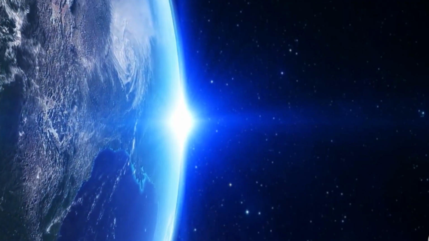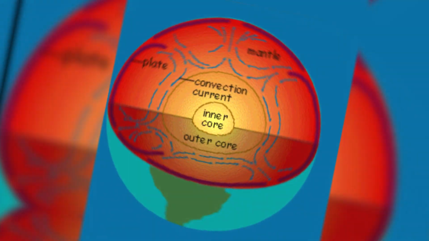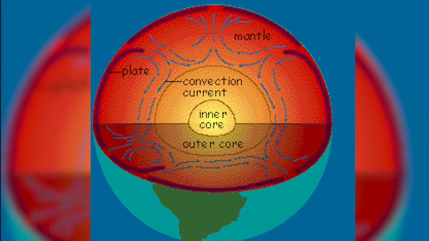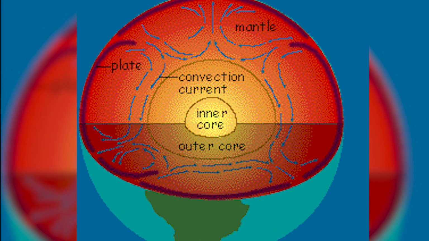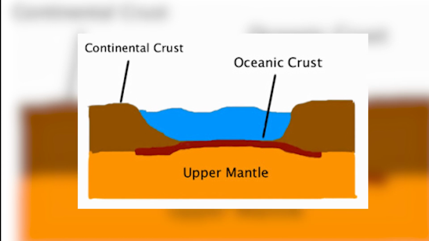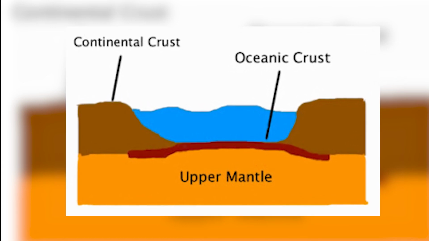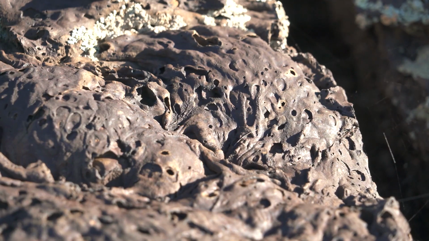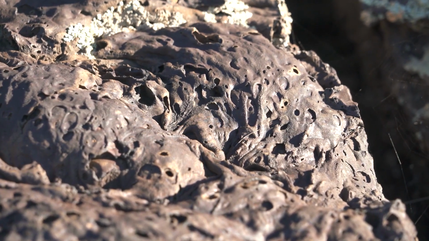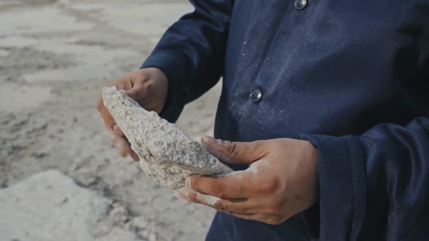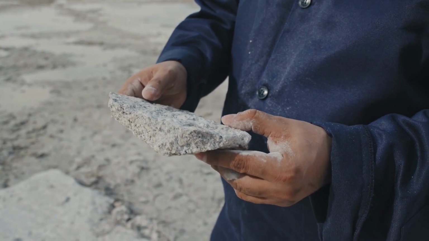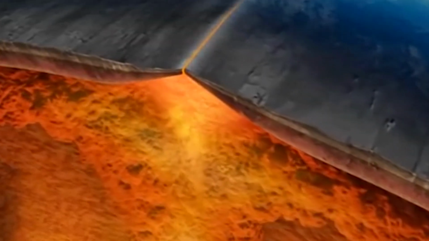Recall that all around the planet, tectonic plates are moving because of convection in the mantle. Tectonic plates are also composed of two types of crust, oceanic and continental. The oceanic crust, which is made mostly of basalt, is denser than the continental crust, which is made of granite. When these tectonic plates come in contact, the denser oceanic crust subducts below the continental crust.